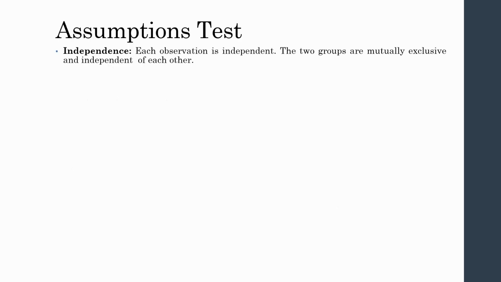So how do we test these assumptions? Well, there is no statistical test to test the assumption. So how do you test your independence? Each observation is independent. The two groups are mutually exclusive and independent of each other. Not even a single observation can be part of the two groups. That means there is independence.